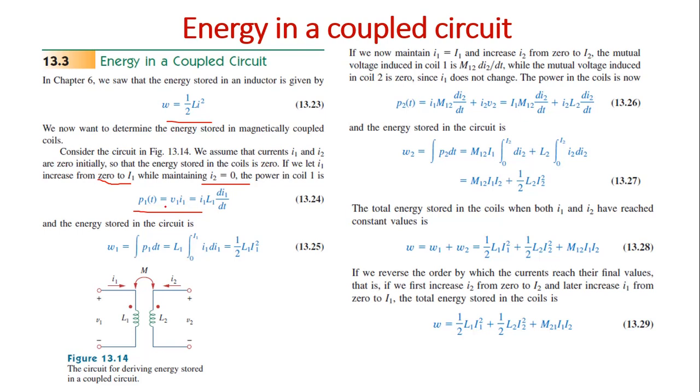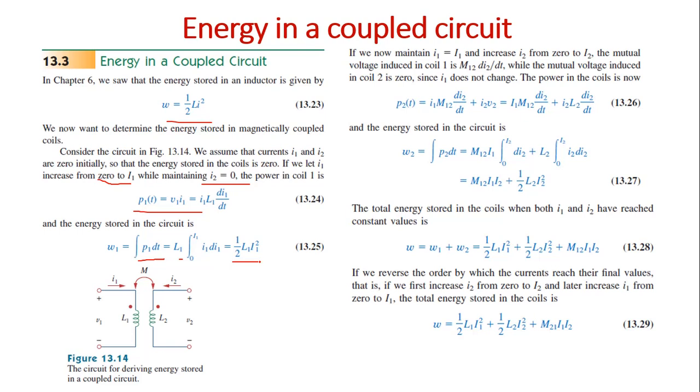which is equal to, V1 can be written as L1 di1 by dt. So power is equal to I1 L1 di1 by dt. Now the energy stored in the circuit, W1, is equal to integral of P dt. Energy is integral of power with respect to time, right? So substitute the value of P. This is the value we will be getting.